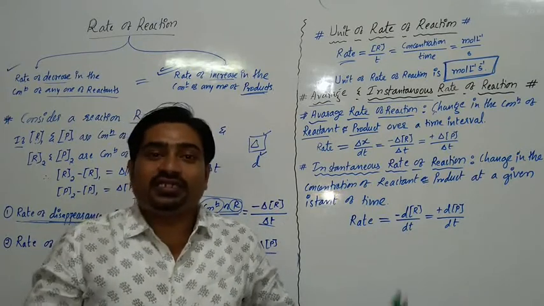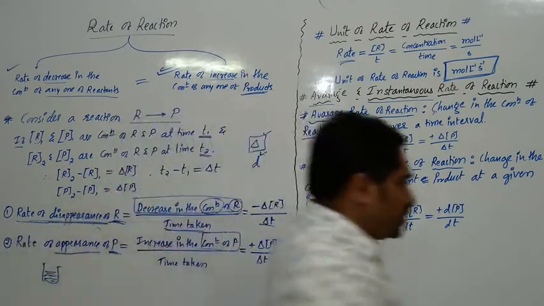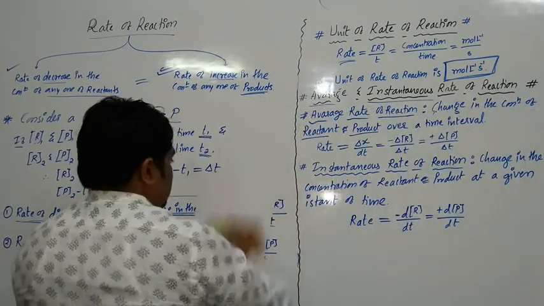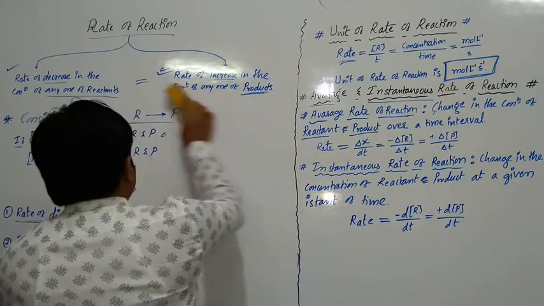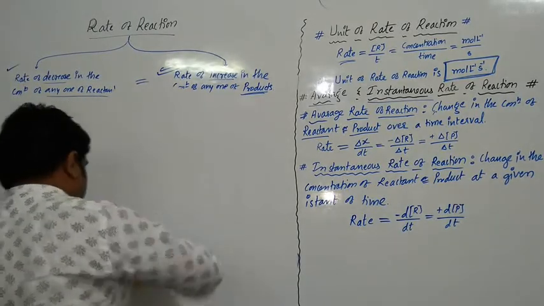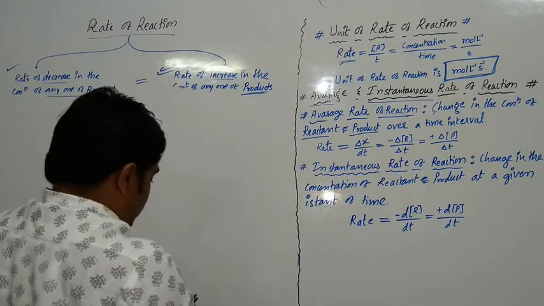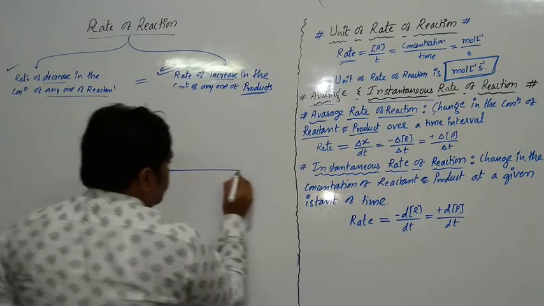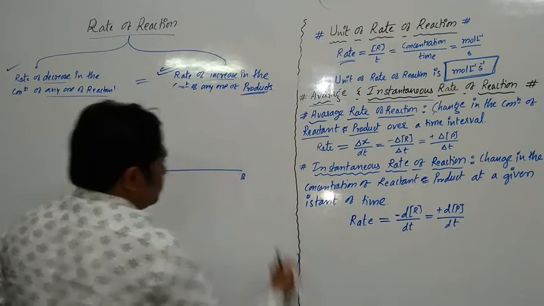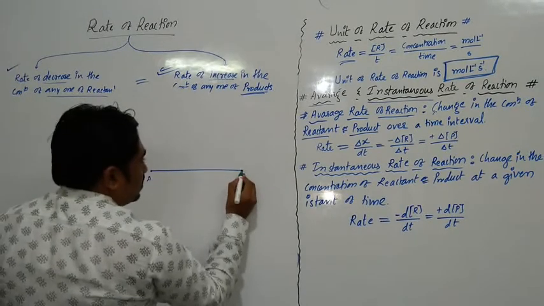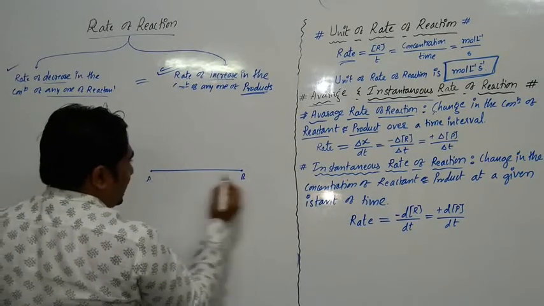So that is called as average rate of reaction. So now we have to study, so let us consider a vehicle is moving from point A to point B. ಒಂದು ವೆಹಿಕಲ್ ಇದೆ, ಯಾವುದೋ ಒಂದು ವೆಹಿಕಲ್ ನಮಗೆ ಇಲ್ಲಿಂದ ಇಲ್ಲಿಗೆ ಮೂವ್ ಆಗ್ತಾ ಇದೆ. The vehicle is moving from point A to point B.